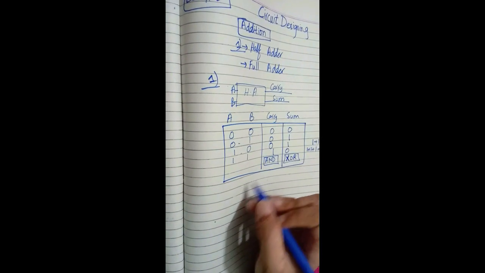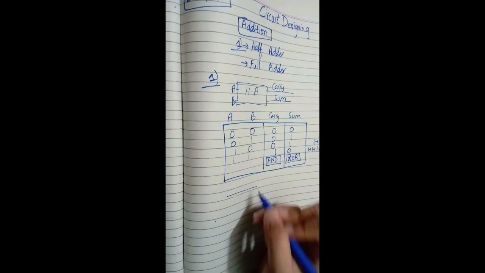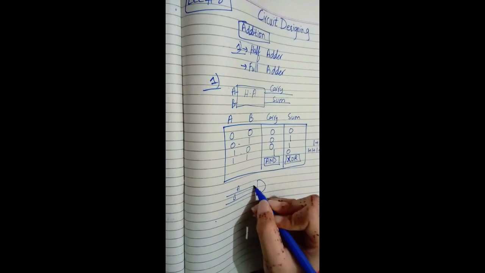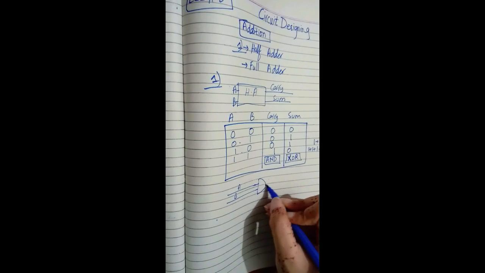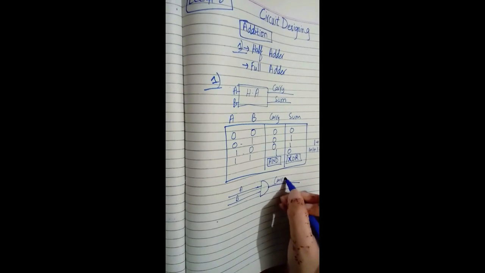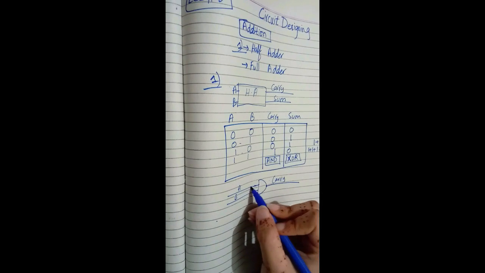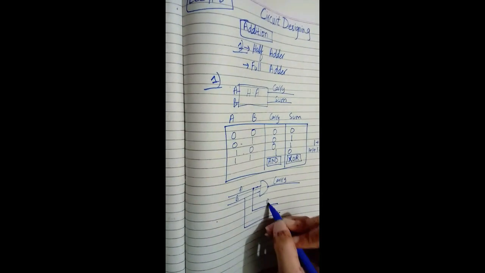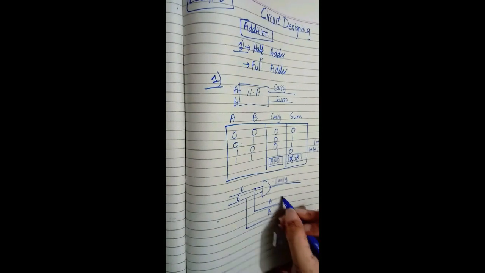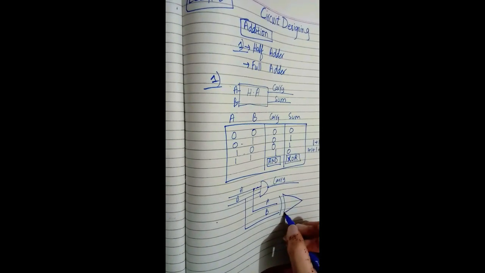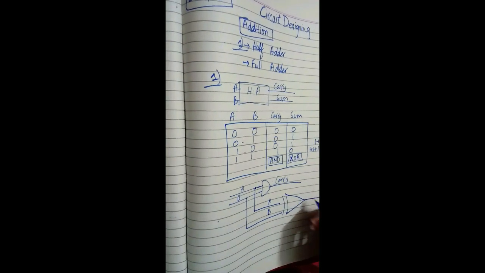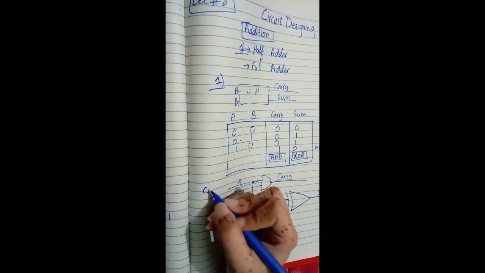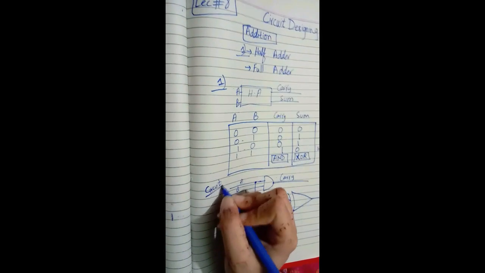So AND gate, we will draw the AND gate with input A and B, and this is our carry. We will draw the circuit, A, B. Now we will draw the XOR gate, and this is our sum. This is how we draw the circuit diagram of half adder.